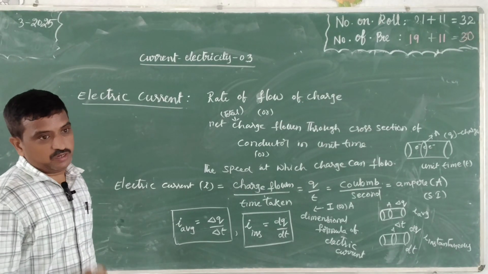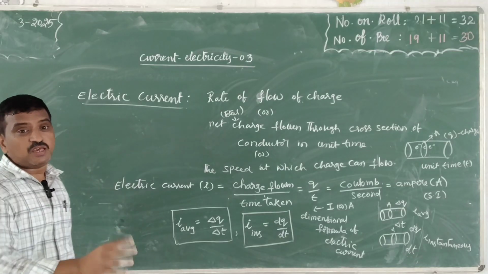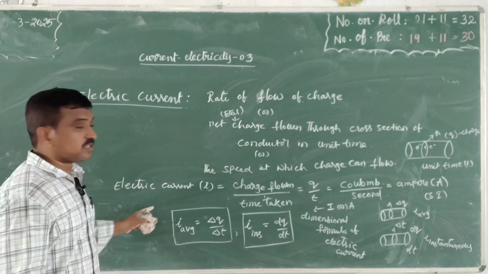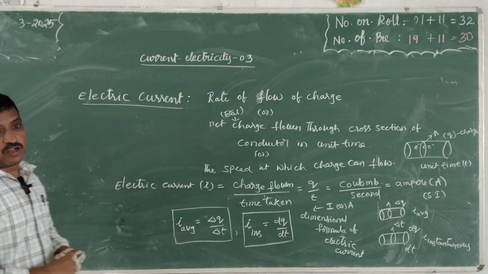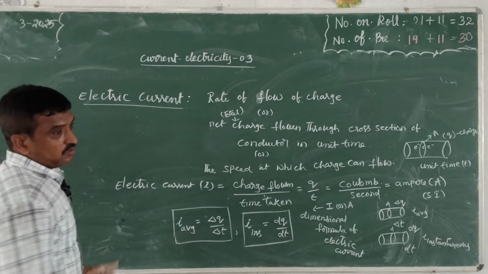Ammeter is always connected in series, because in a series connection the current will be the same. That's why it is connected in series. It is the basic information, so about this we can do some problems.